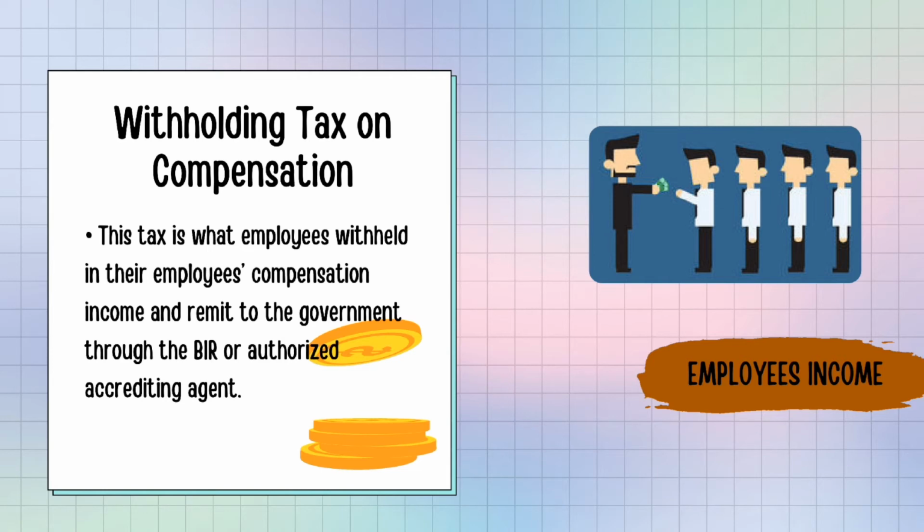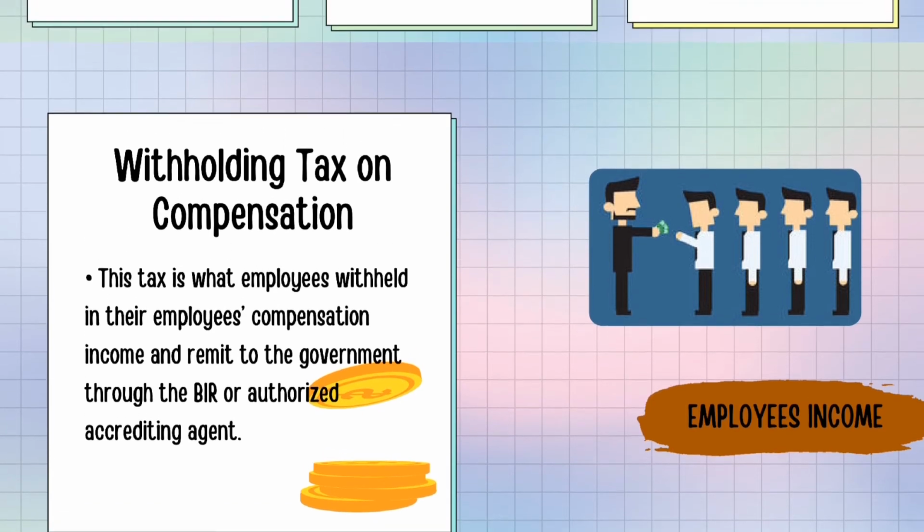Withholding tax on compensation. This is the tax withheld from employees' compensation and income and remitted to the government through the BIR or an authorized accrediting agent. This means it is a tax on an employee's income. In general, it allows employers to subtract and maintain a certain percentage of an employee's pay at each cut-off date, and then remit the retained sum to the Bureau of Internal Revenue.